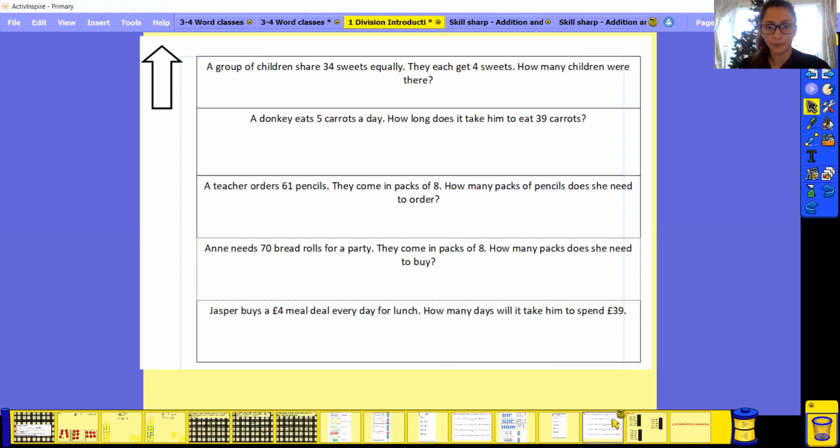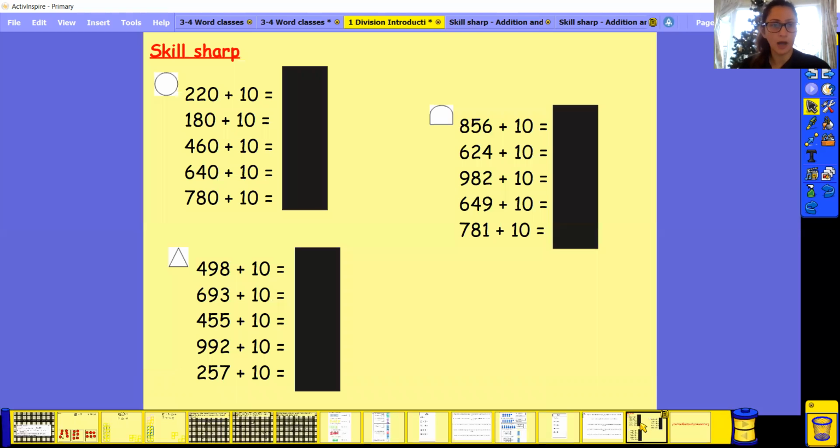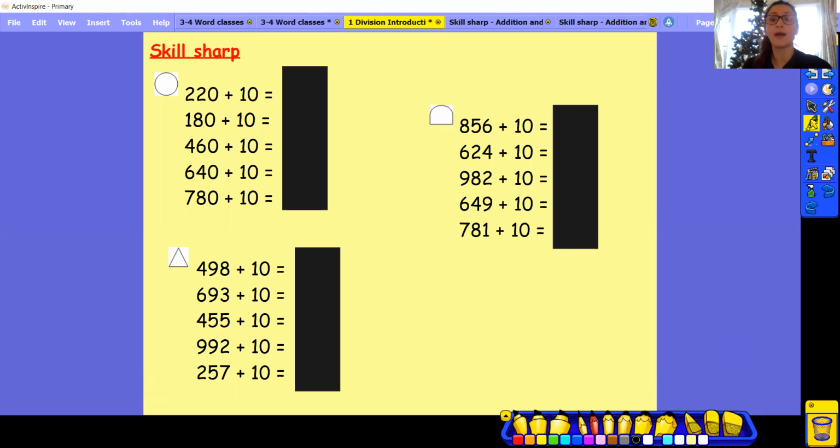Okay, so we're on to our skill shop now. So today we are adding 10, okay? So remember, if we're adding 10, which column is going to change? Well done if you said the tens column.